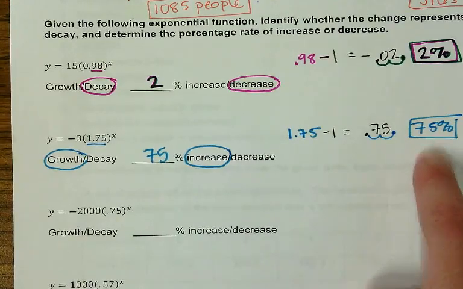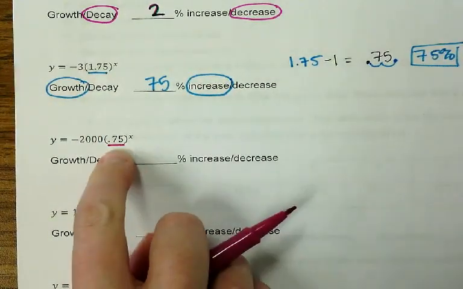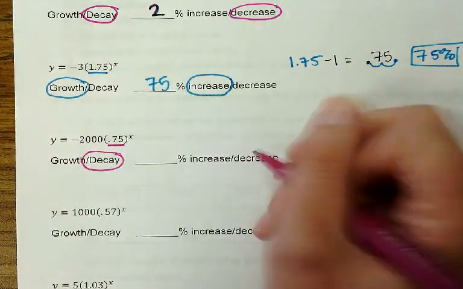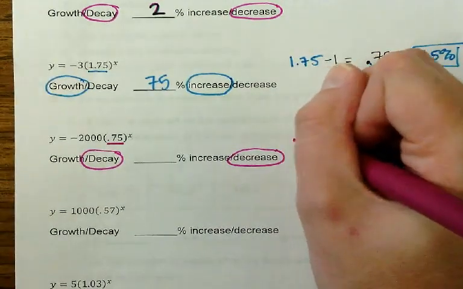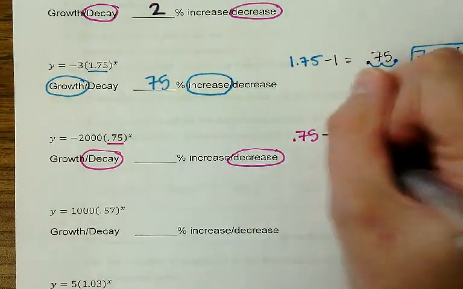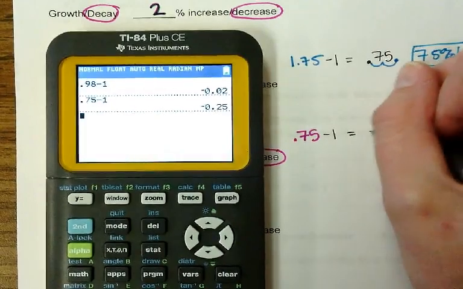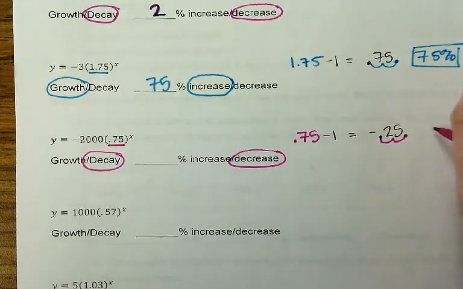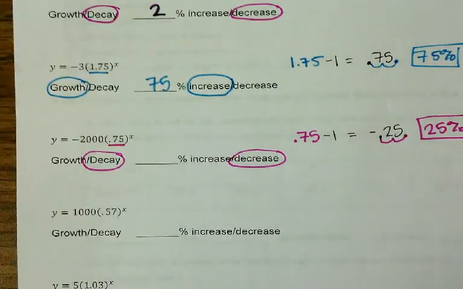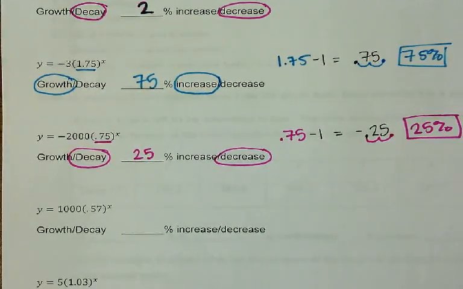Is this going to be growth or decay? Why is it decay? It's less than 1. That 0.75 is less than 1. So this represents a decay, which represents a decrease. So in order to find how much it's actually decaying, you do 0.75 minus your 1. Well, guys, this is going to give us a negative number. 0.75 minus 1 gives us negative 0.25. So we're going to move our decimal point 2 places, and we get 25%. So that 25% is a 25% decrease. It's like we're subtracting that 0.25 from the 1. So it's a 25% decrease. Do y'all feel good about that?